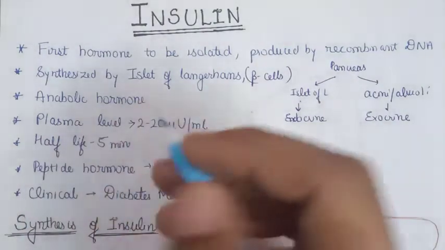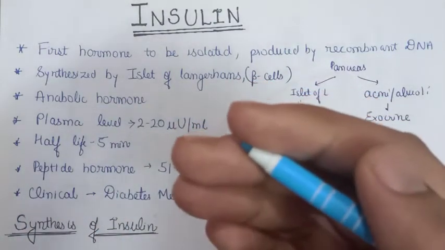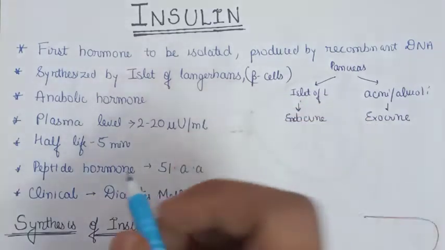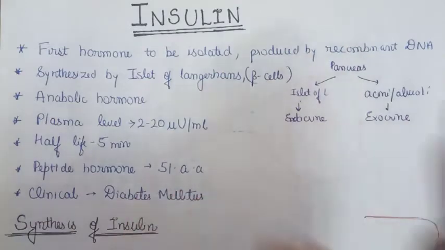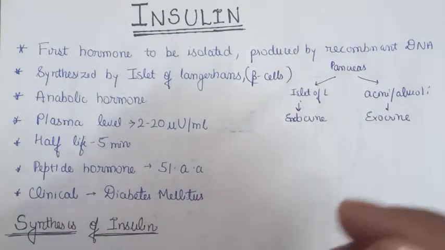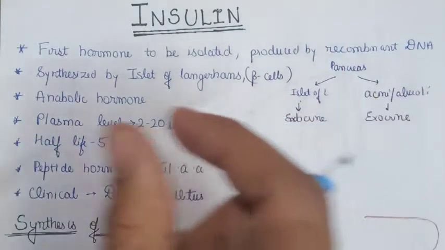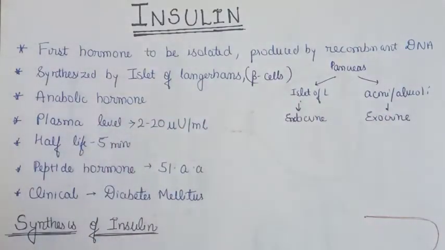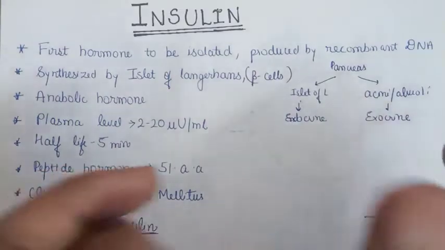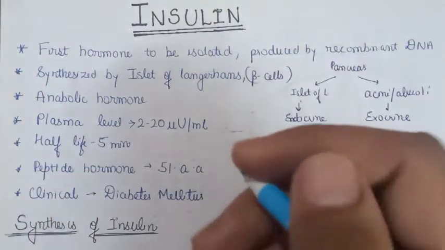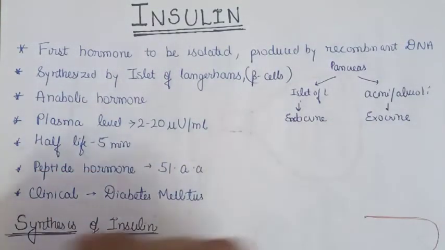Half-life of insulin, meaning the time in which the insulin concentration is reduced to half, is around 5 minutes. As you might be knowing, insulin is a peptide hormone. Peptide hormone means it consists of chains of amino acids linked to each other by peptide bonds. Usually I don't tell the number of amino acids in a peptide, but in the case of insulin it is very important. It consists of 51 amino acids.